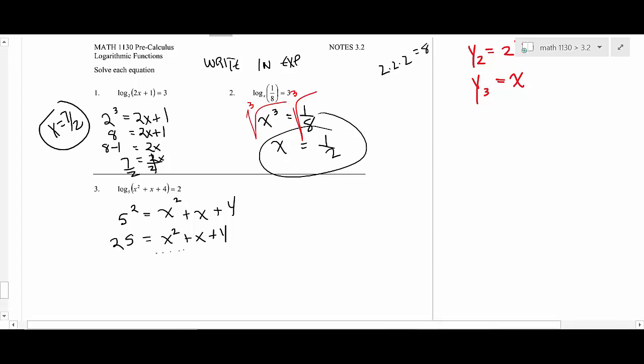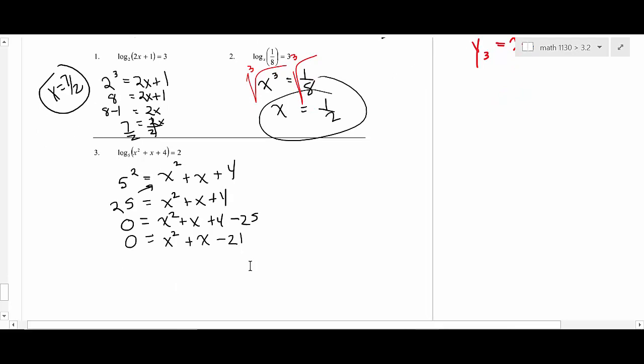Okay, so we're going to do that. Just move the 25 to the other side. So you'll have x squared plus x plus 4 minus 25. That'll give 0 equals x squared plus x minus 21, I think, if I'm doing that right. Then you would have to solve this with the quadratic formula because it doesn't factor. Yeah, that's a bummer, but we can do it.